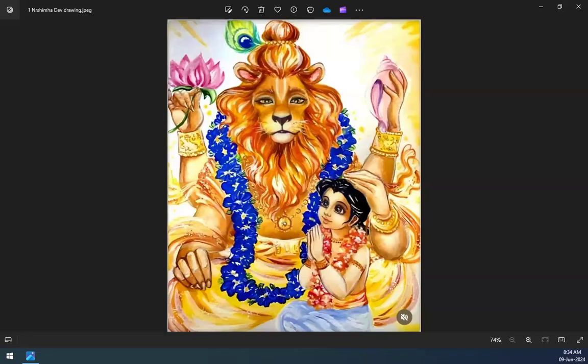Suta Goswami continued, Vidura, the descendant of Bharata, was delighted to hear the story of the Lord who, having assumed by his own divine potency the form of a boar, had enacted the sport of lifting the earth from the bottom of the ocean and indifferently killing the demon Hiranyaksha. Vidura then spoke to the sage as follows.